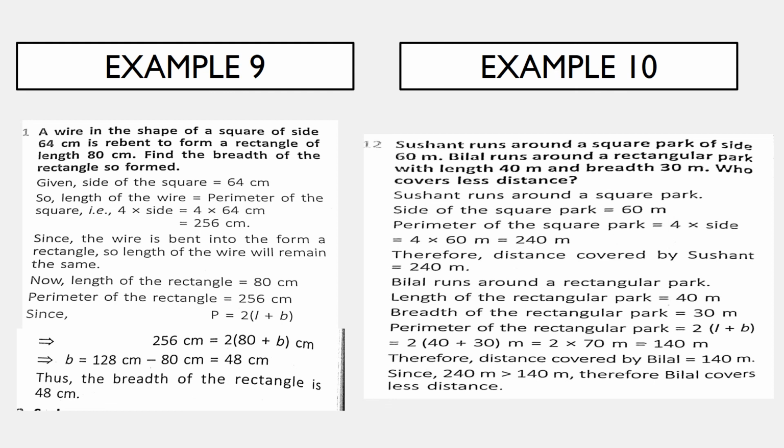Now you can see 240 meter is greater than 140 meter. That is, Sushant covers more distance than Bilal. Therefore, Bilal covers less distance.